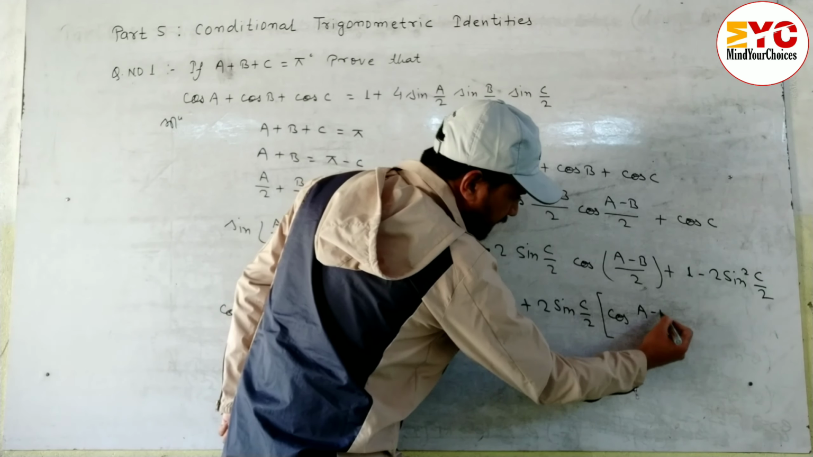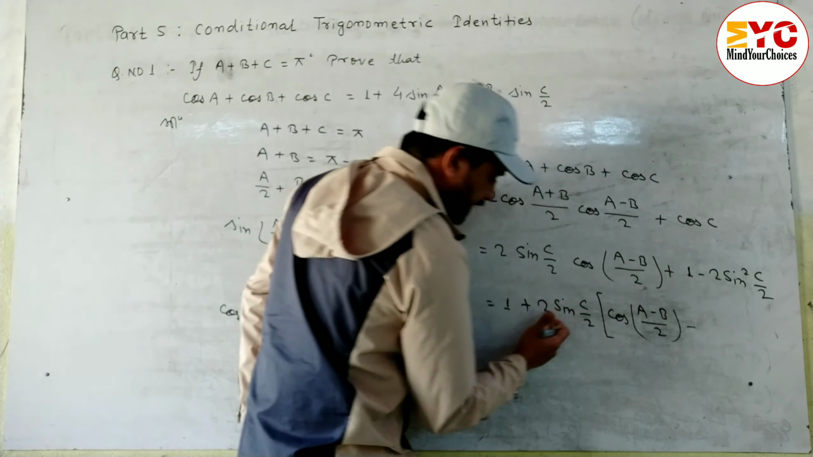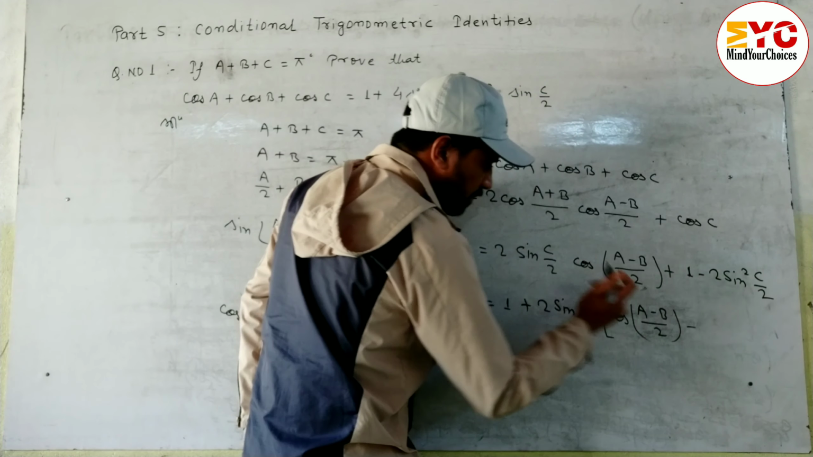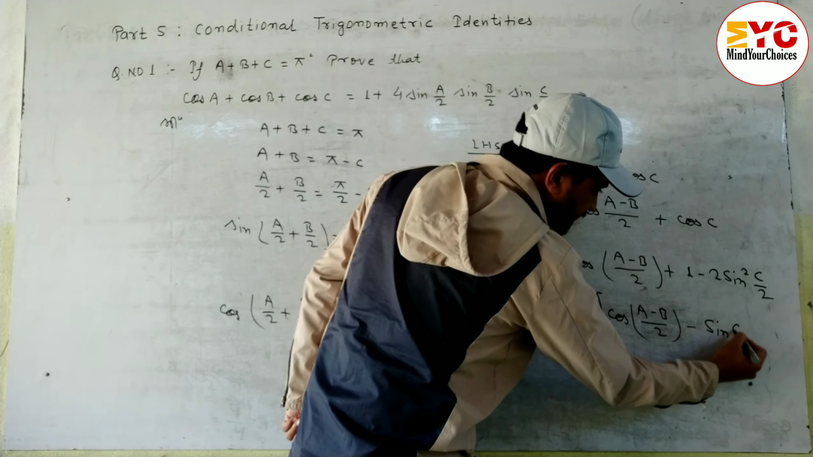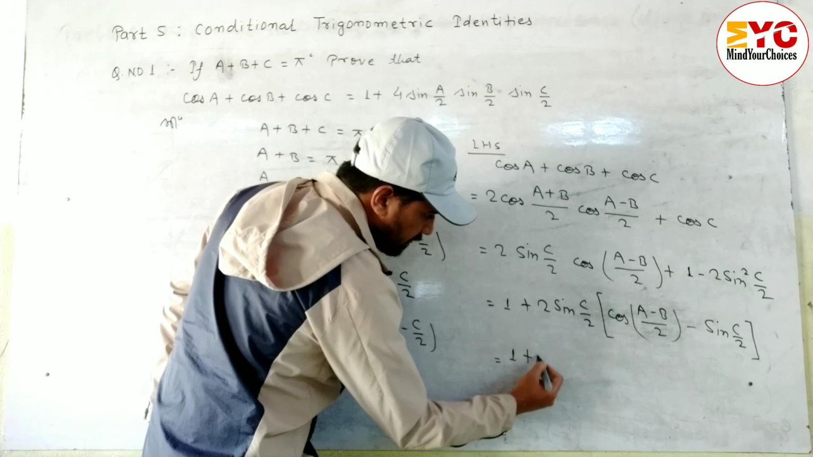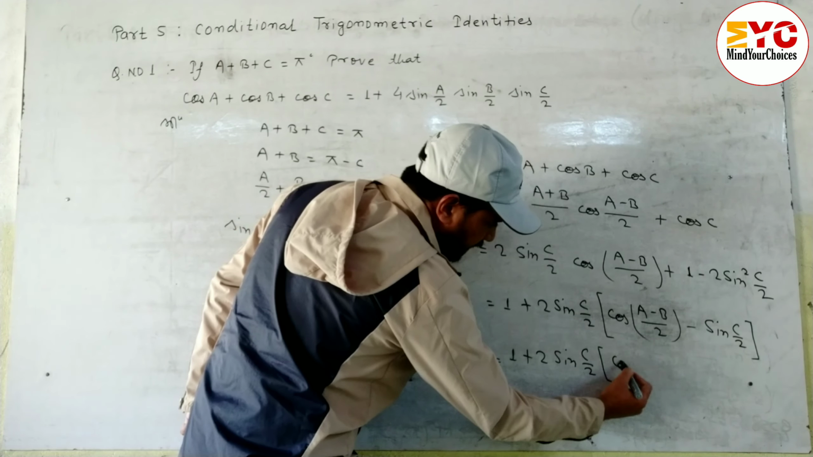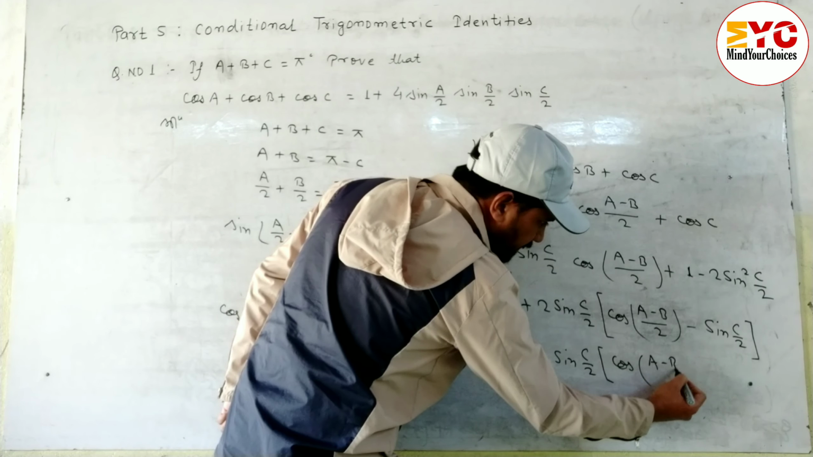Cos a minus b by 2. It is minus 2 already common, sine c by 2 common, so what is remaining here? Sine c by 2. Look at once again, 1 plus 2 sine c by 2. Now write on the same this one, a minus b by 2.